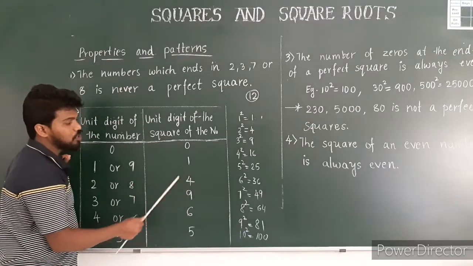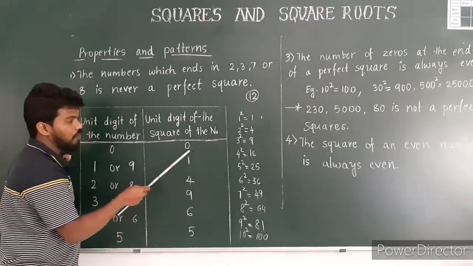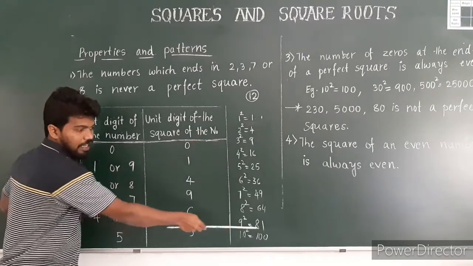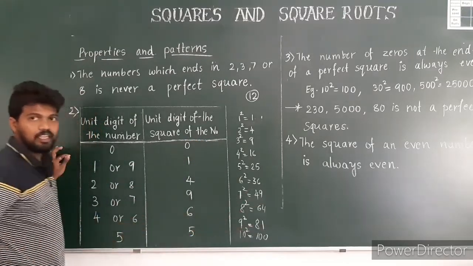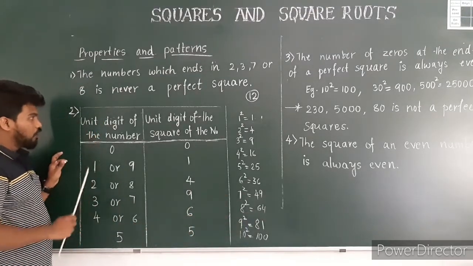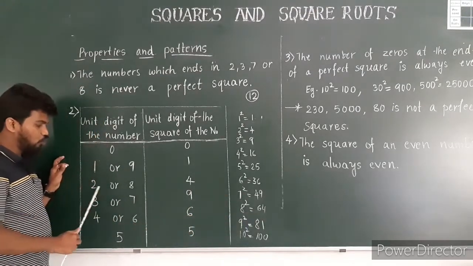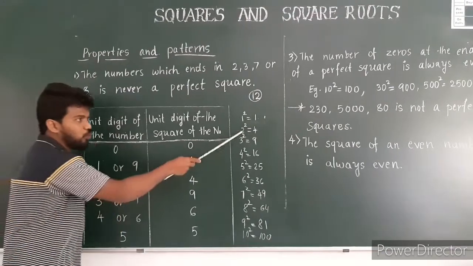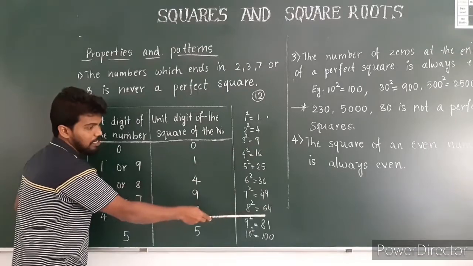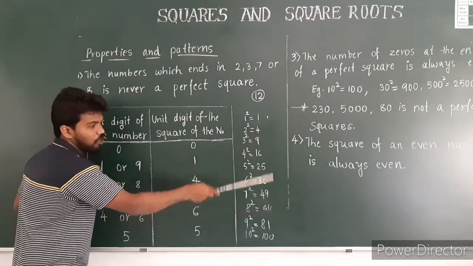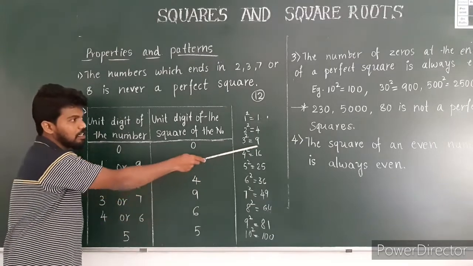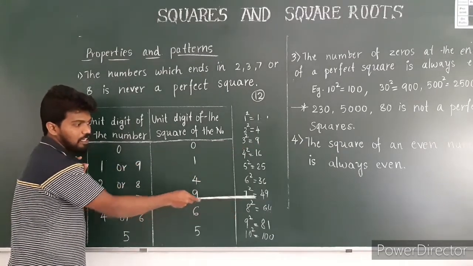The unit digit of the square number is 1. You see it here, and for 9, that is 81. So you see that 1. Next, if the unit digit of the number is 2 or 8, then the square ends with 4. You see that, 4, 64. So if it is 3 or 7, 3 here, that is 9, and 7 also gives 9.